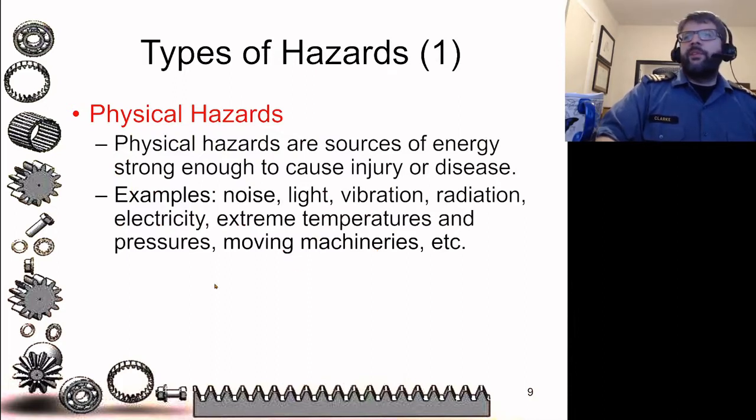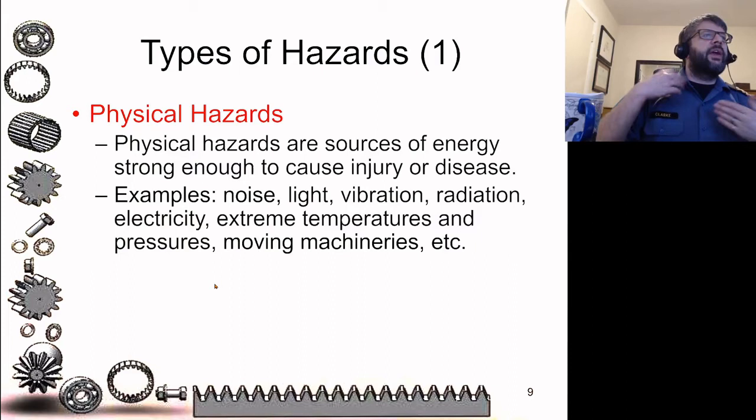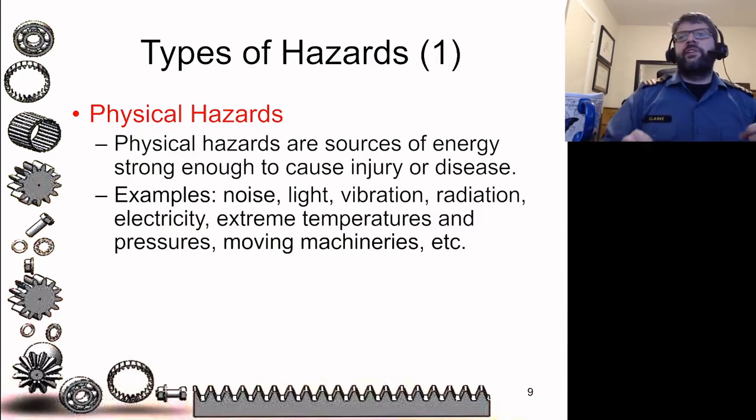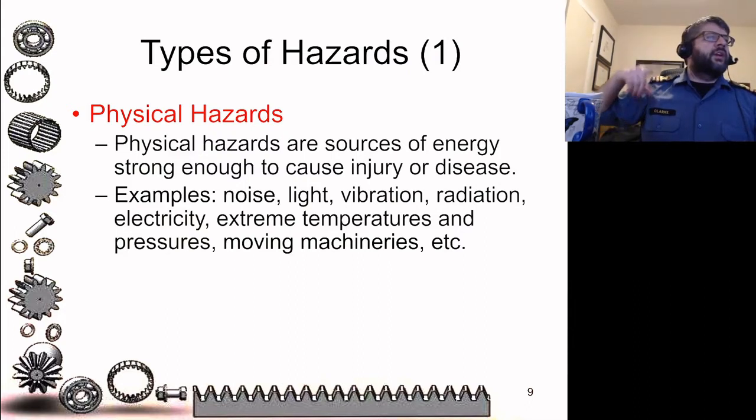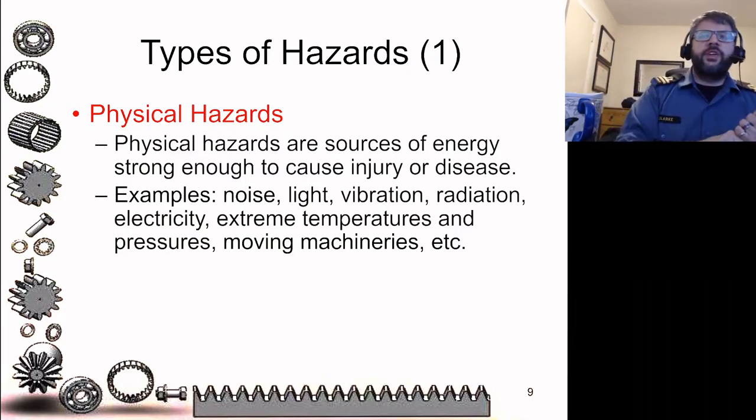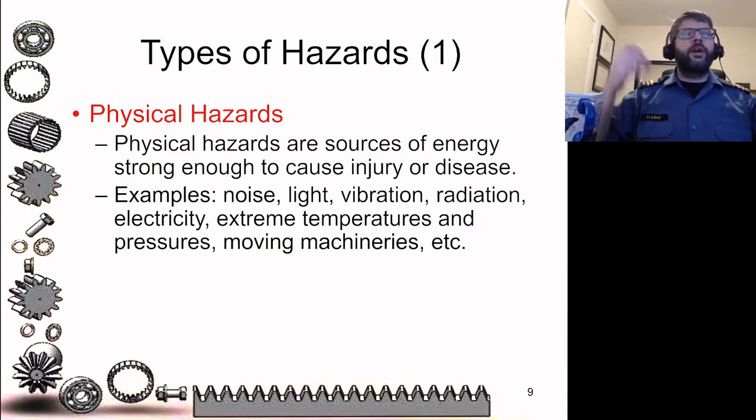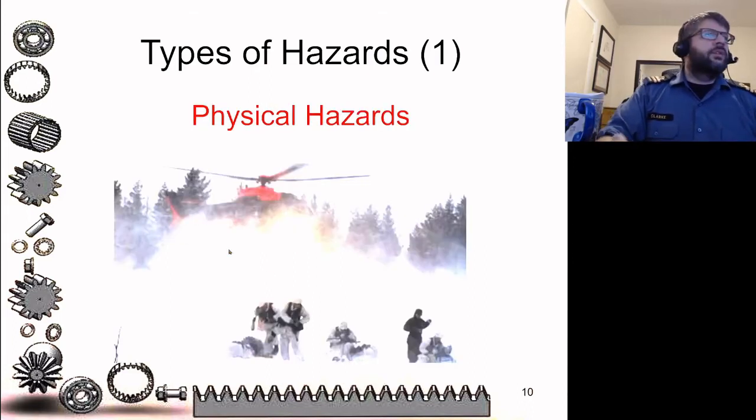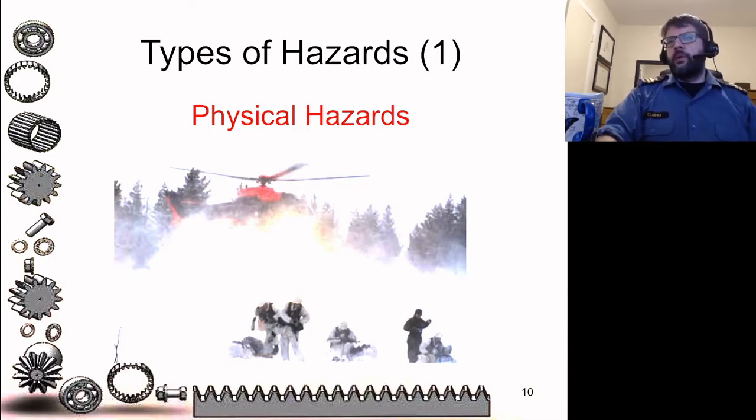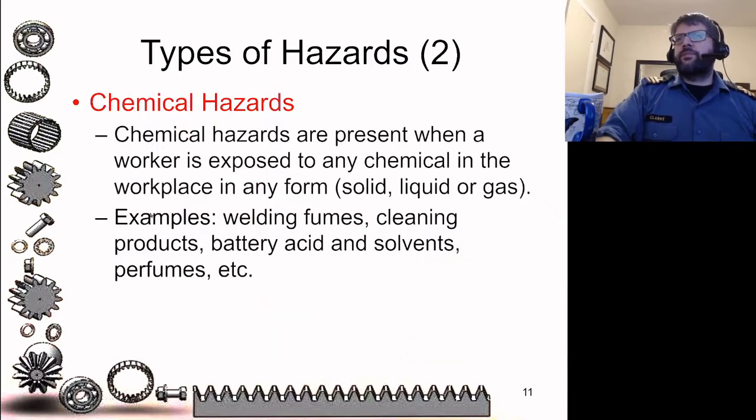So breaking them up, physical hazards are some sort of energy that is strong enough to cause injury or disease. So we're talking high temperatures, moving machinery, electricity, light, noise, vibration, radiation, etc. So it's causing direct damage to your body. Here would be an example: cold, you also have the wind blowing, and you also have the risk, if the thing crashes, of getting hit by the rotor, and so on and so forth.